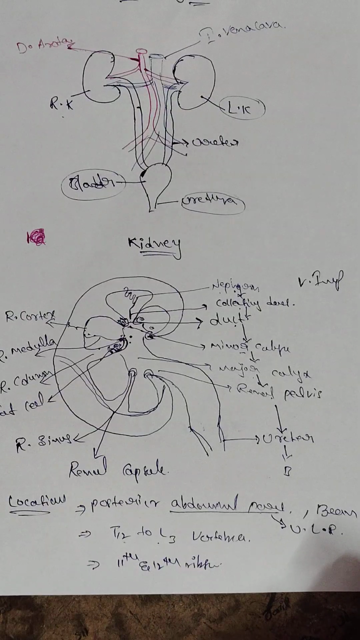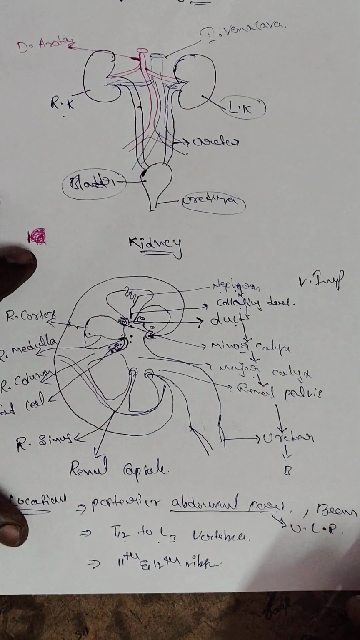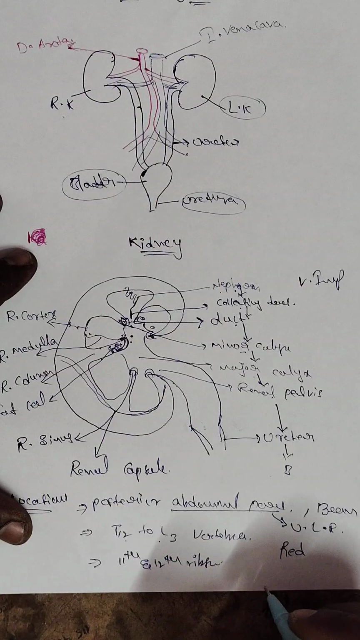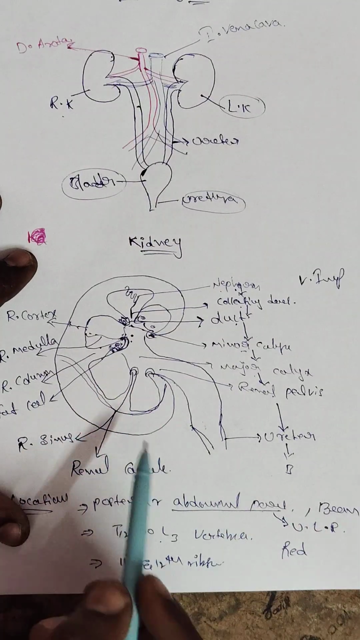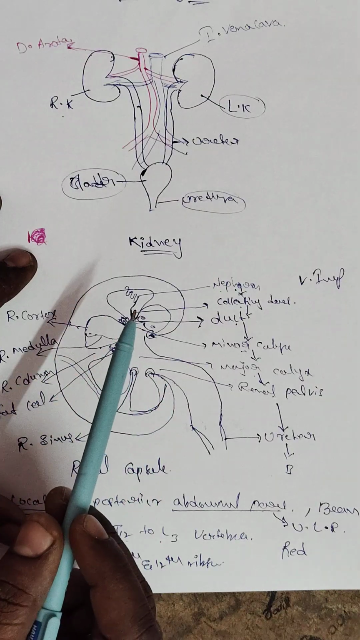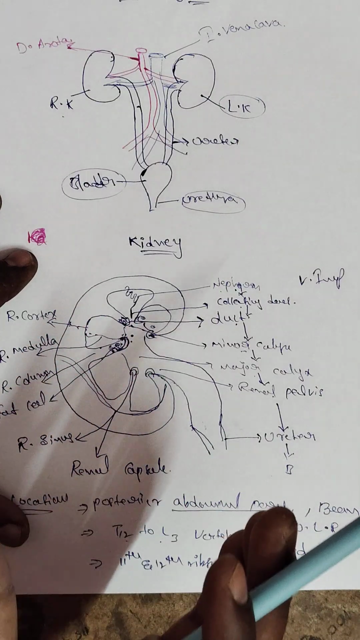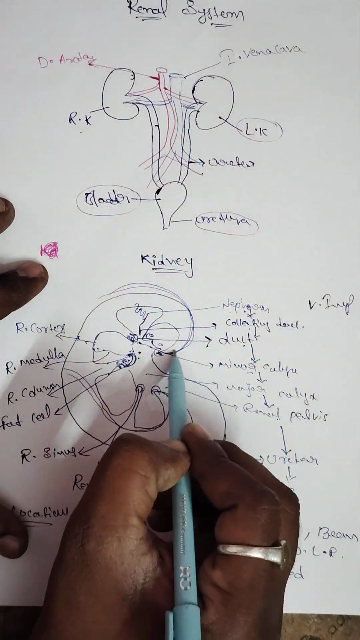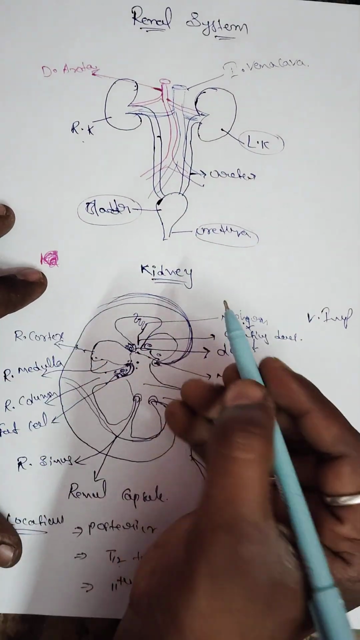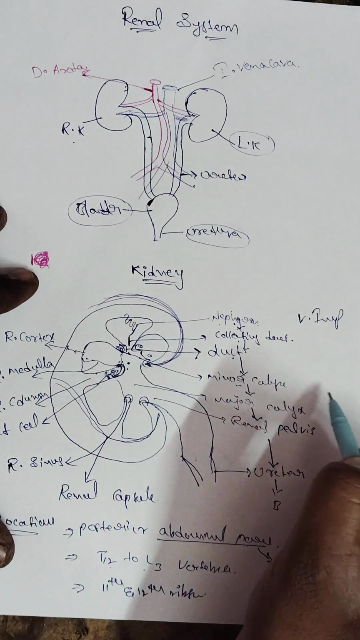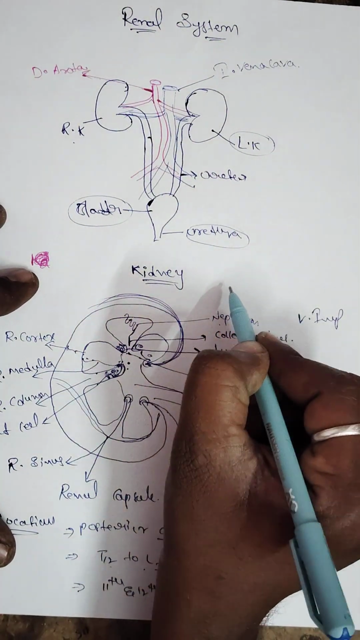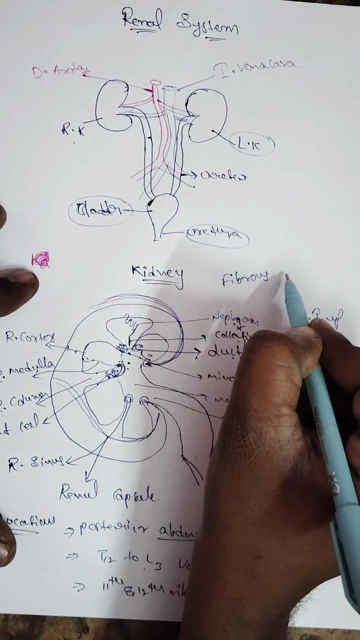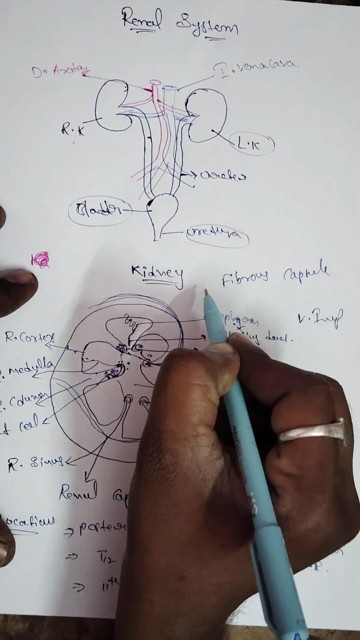Next we'll discuss the color. It is reddish in color, or red in color. The next one, this kidney is covered by a few layers. What is that layer called? Number one is the fibrous capsule.